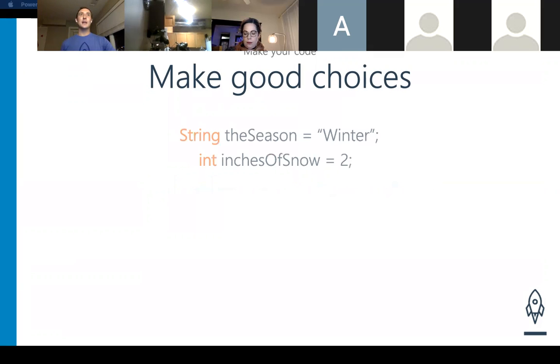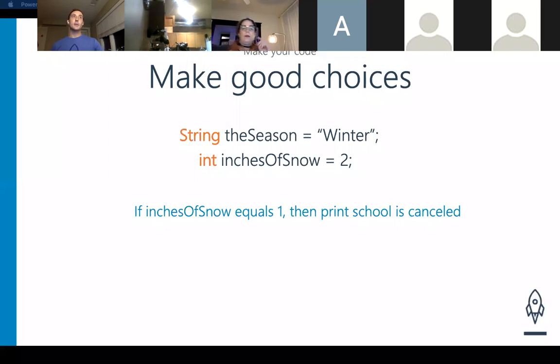So in order to do that, we'll bring in the example from what we were talking about previously, the season and inches of snow. And then can someone tell me, if inches of snow equals 1, then print school is canceled. If we were given this task, what tool would we use to complete it, to help our code make decisions? Else statement. Condition. Conditional. Conditionals, if statements. Yeah, I'm hearing everything in the right thing.